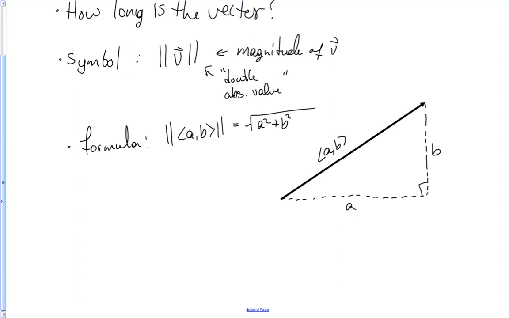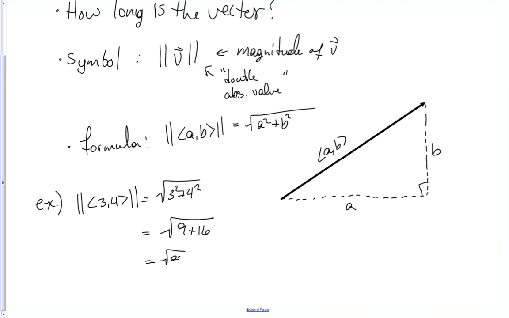All right, let's look at a quick problem. And this will be the last thing I do, and we'll call this video done. Let's take the magnitude of vector 3, 4. Well, this is simply going to equal the square root of 3 squared plus 4 squared, which is simply the square root of 9 plus 16. 9 plus 16 is 25. So the square root of 25 is 5. All right. So that is our magnitude. Of 3, 4, our magnitude is 5.